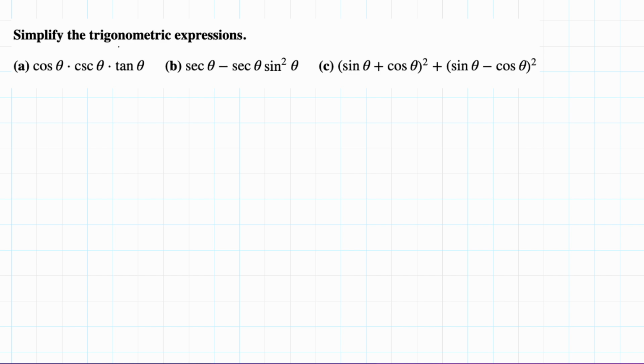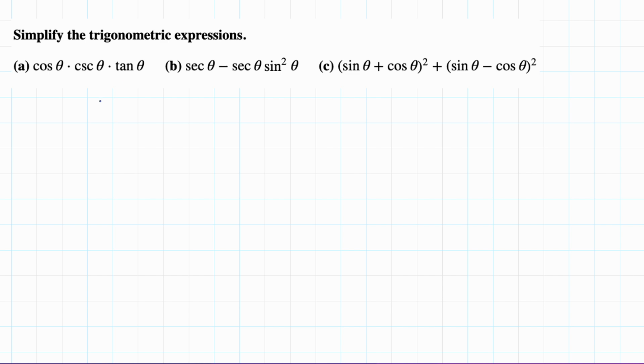Simplify the trig expressions. In part A, we have cosine theta times cosecant theta times tangent theta. Simplify means we want to make it smaller, right? We have a product. Generally, product means we want to cancel something from the top and the bottom, and our answer will be somehow simpler than this. But we don't have fractions, then we can make fractions. So it's a cosecant, tangent.